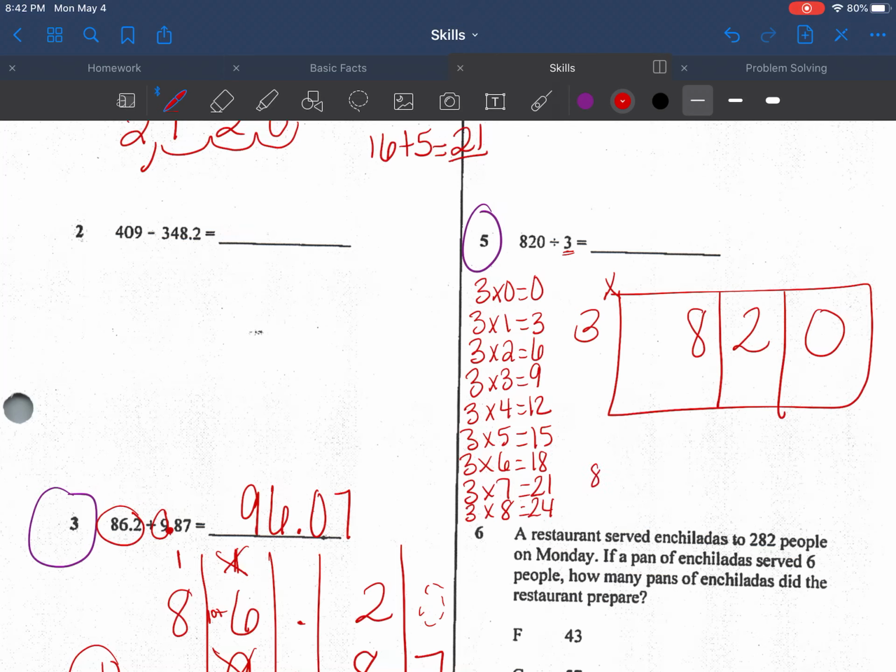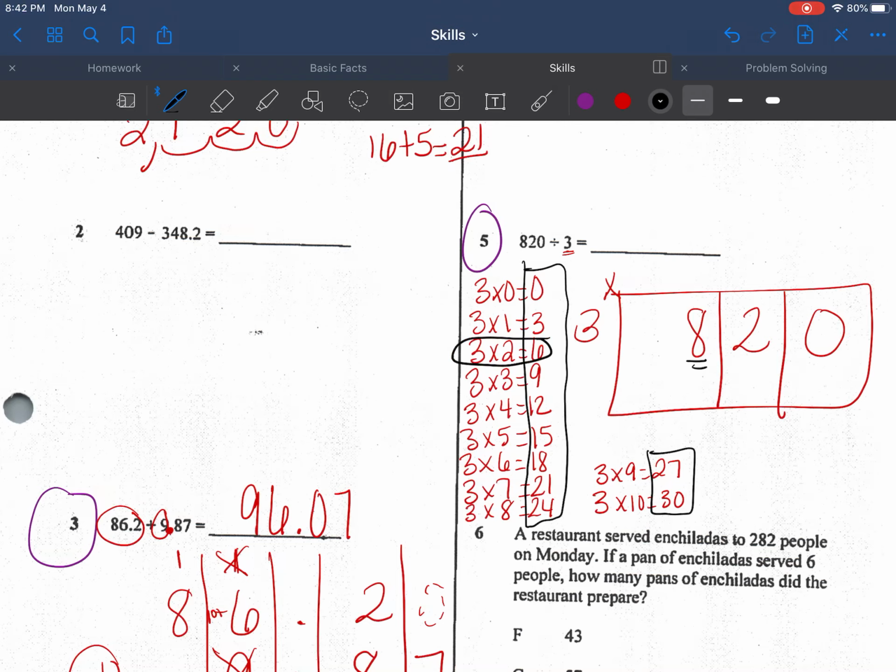3 times 6 equals 18. 3 times 7 equals 21. 3 times 8 equals 24. 3 times 9 equals 27, and 3 times 10 equals 30. We are looking at the products. So the first one is an 8. 3 times what gives me 8? I don't have an 8, but I have a 6.